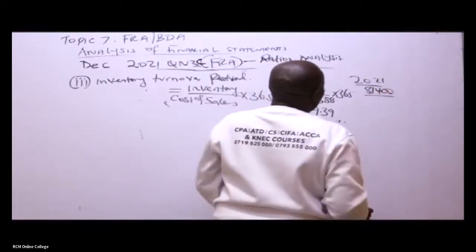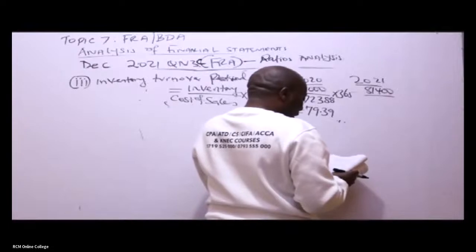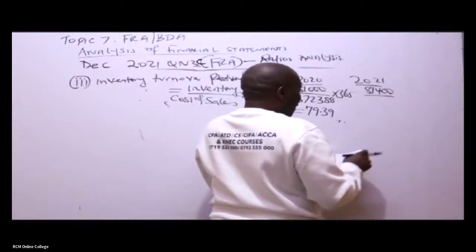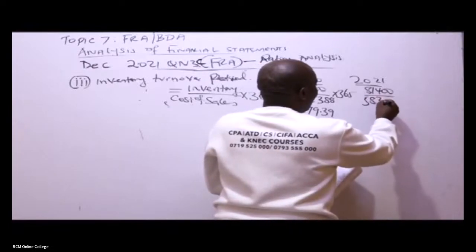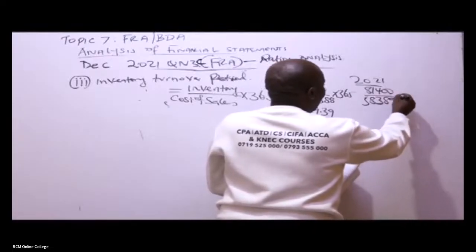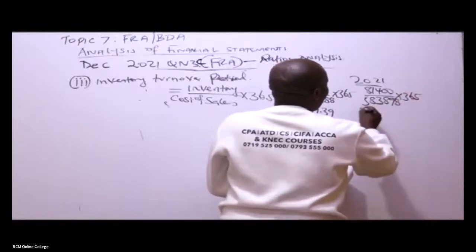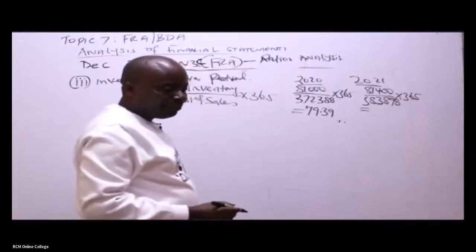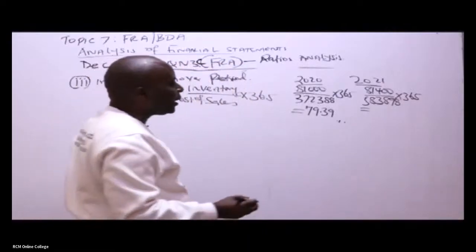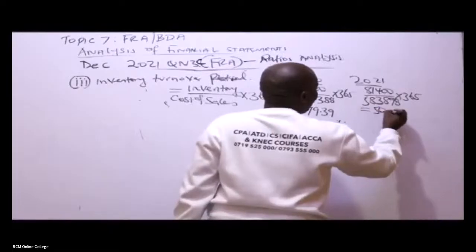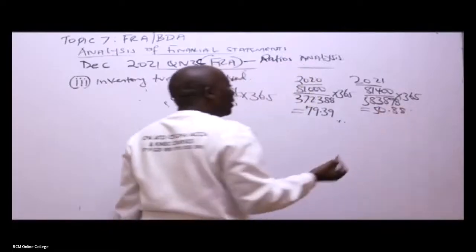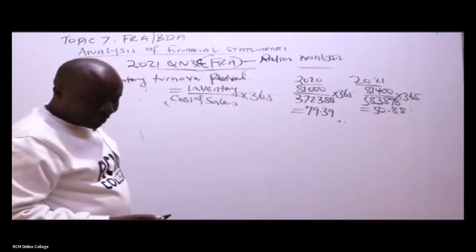81,400. You divide this by the cost of sales 2021, which is 583,898, times 365, which gives us what figure? 50.88. Thank you so much. 50.88. We are over with that.